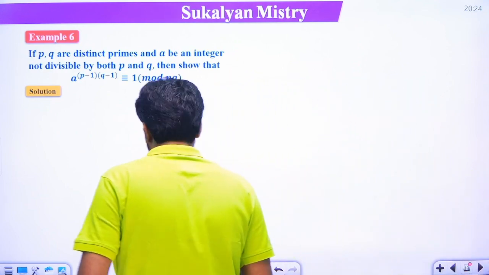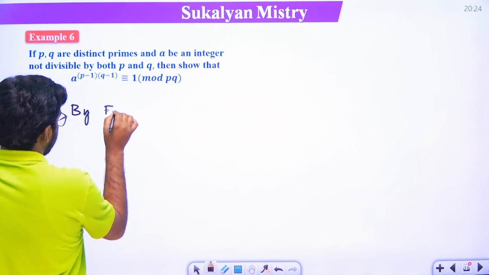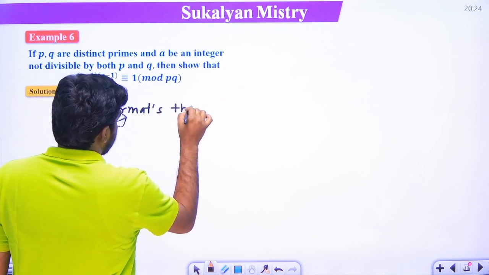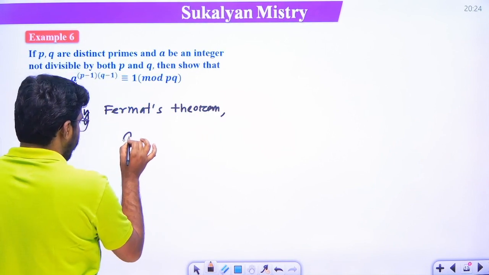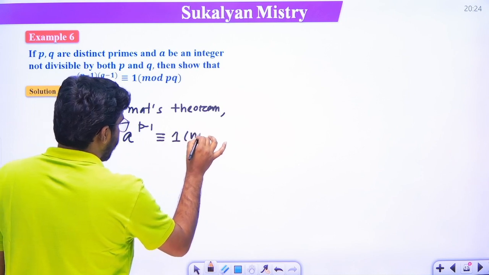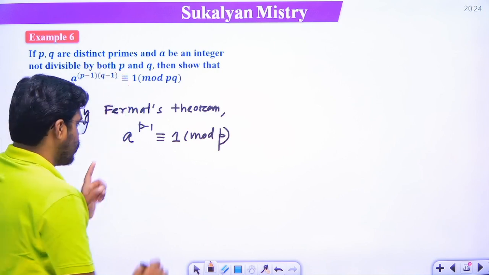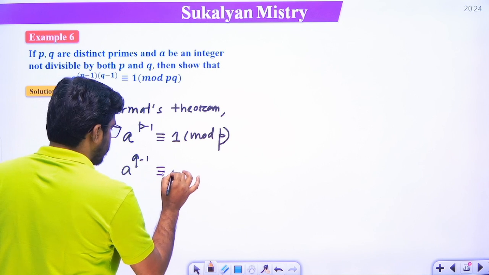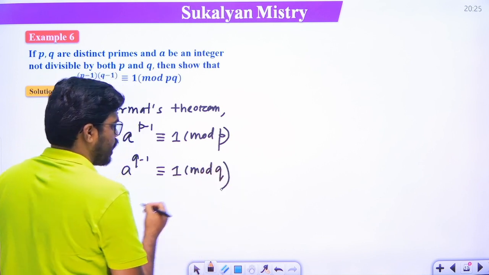p is prime. So by Fermat's theorem, a to the power p minus 1 is congruent to 1 modulo p. q is also prime. So a to the power q minus 1 is congruent to 1 modulo q, right?